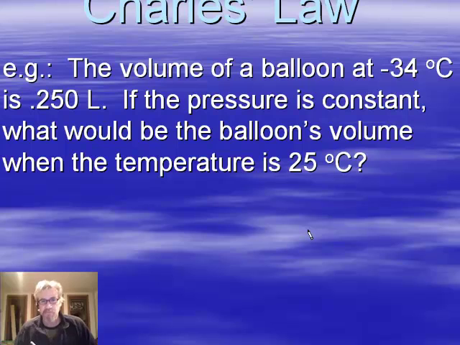Like in this problem. It says the volume of a balloon at negative 34 degrees C is 0.250 liters. If the pressure is constant, what would be the balloon's volume when the temperature is 25 degrees C? So here we go.